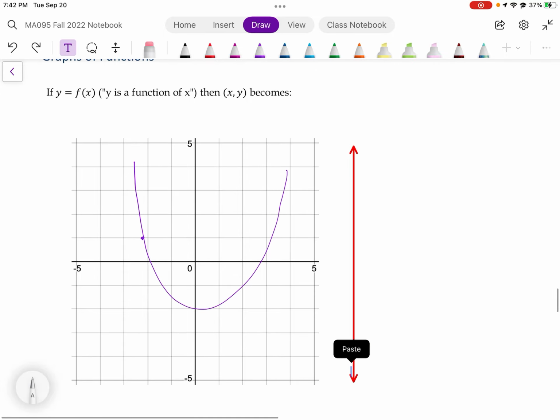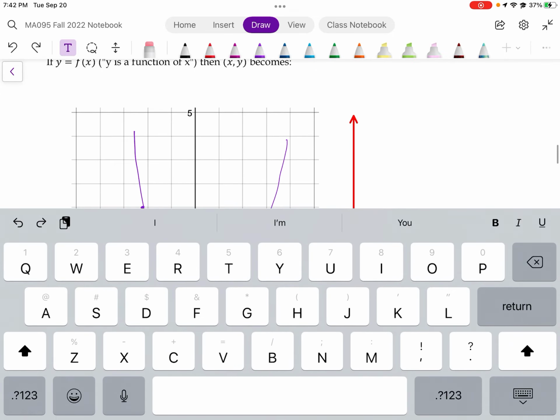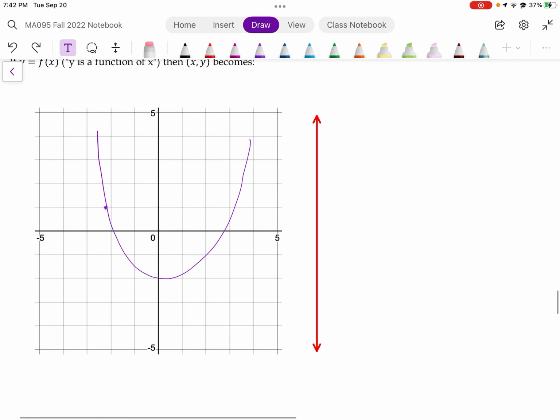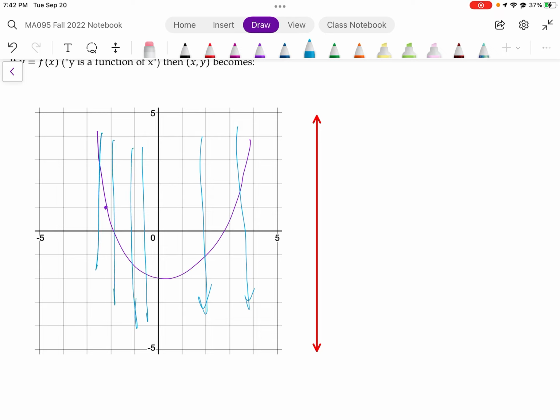All right, so imagine I was able to grab this arrow right here, and I'm going to scoot it over and put it on top of this. And I'm going to draw a vertical line there, there, there, there. No matter where I put it, it's only crossing my graph one time. So if it only crosses it one time, it means for every x there's only one y. And so it is a function. So that graph right there is a function.